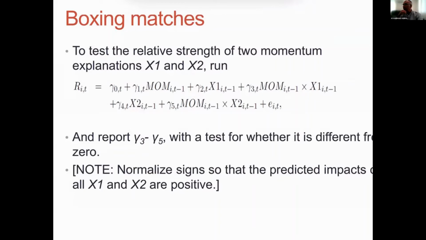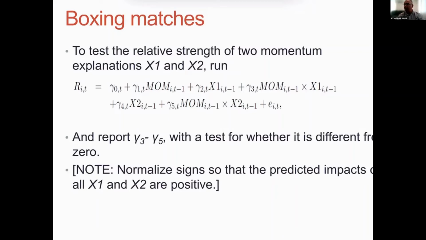We regress future returns on past momentum returns, and 2 variables at a time, just 2 variables taken pairwise. And that's the boxing match. So in these cases, you'll have 2 interactive variables. One of them is momentum interacting with x1, which is the first one, and the second is momentum interacting with x2, which is momentum star x2.